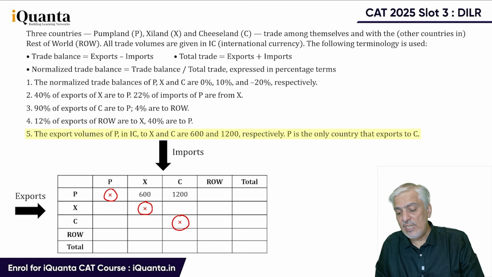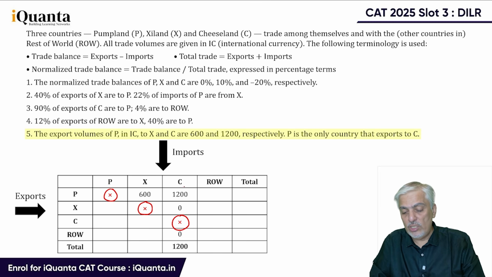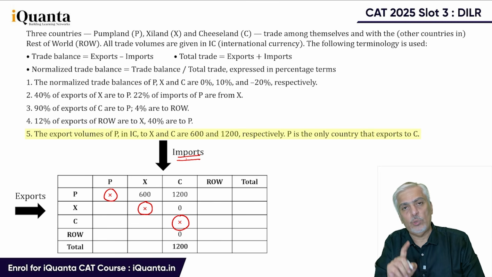P is the only country that exports to C. So in short, C imports from nobody else. I'll repeat: P is the only country that exports to C, which means C imports from nobody else. That means this is 0, this is 0. That means the total is also 1200. So I've already got C's total. Now, if you notice, this C total is the imports total. I will also be able to get the exports total. I'll come to that later.